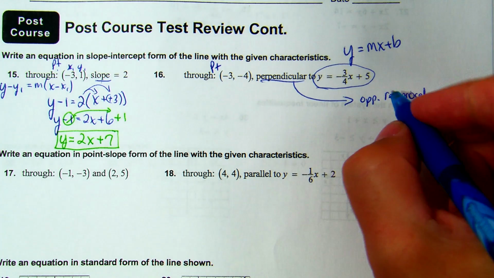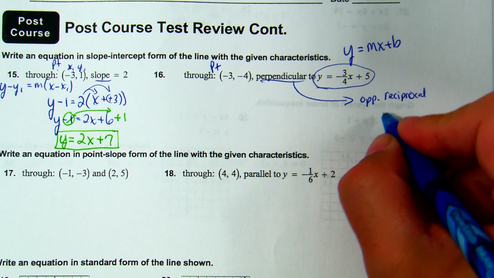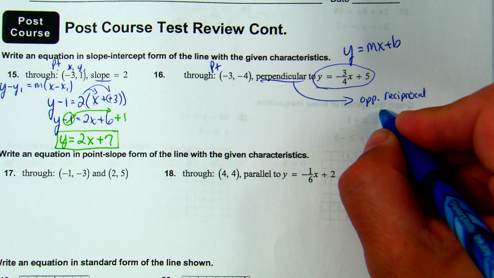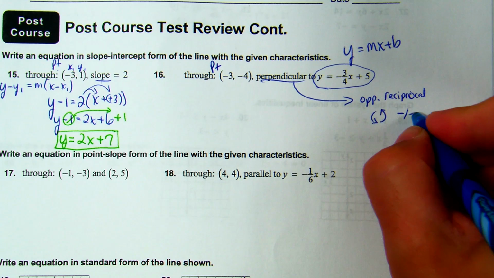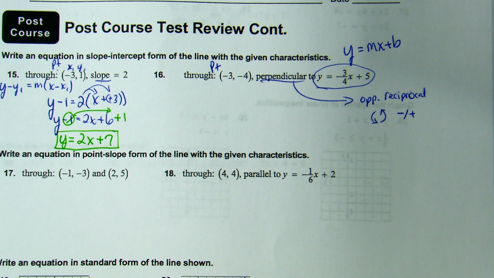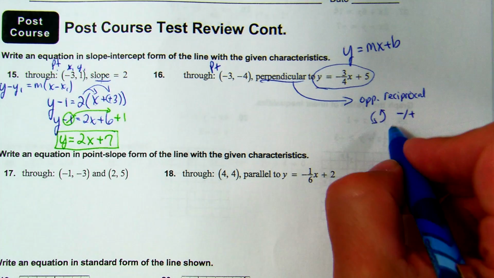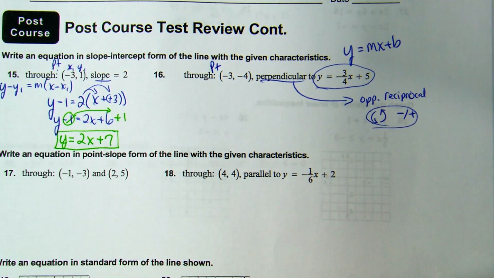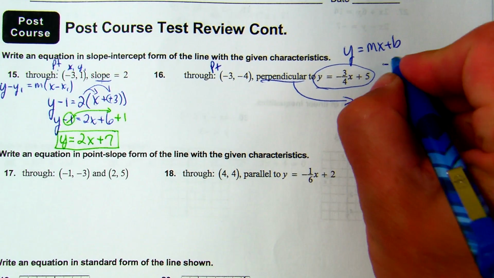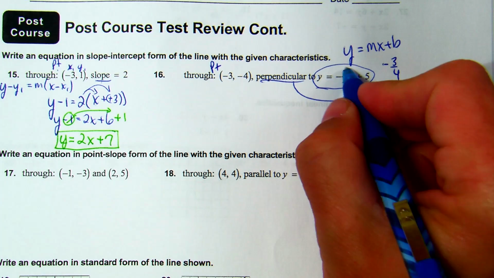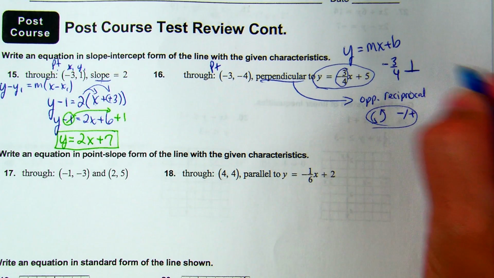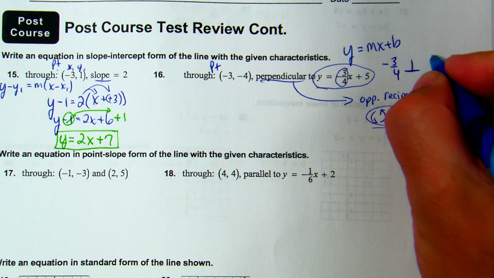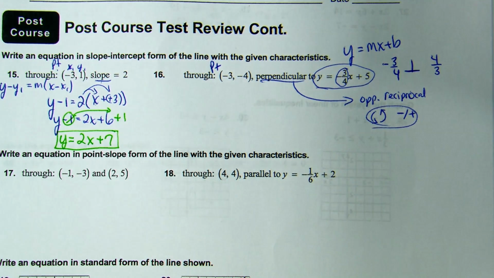So that means that whatever the slope is, I'm going to flip it, and I'm going to change the sign to the other sign. So if it was negative, change to positive. If it's positive, change to negative. So it's opposite reciprocal. I'm going to flip it and change the sign. This one is a negative 3/4. This is my m, that's my slope. So the perpendicular to that slope is going to be, flip it and change the sign, 4/3.